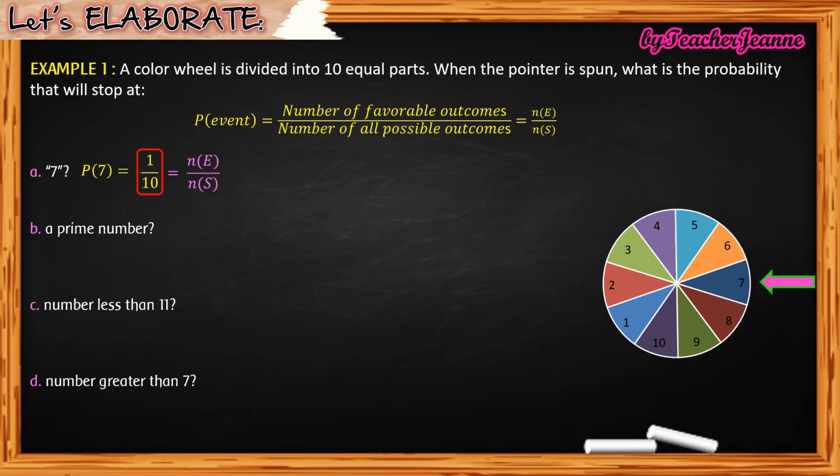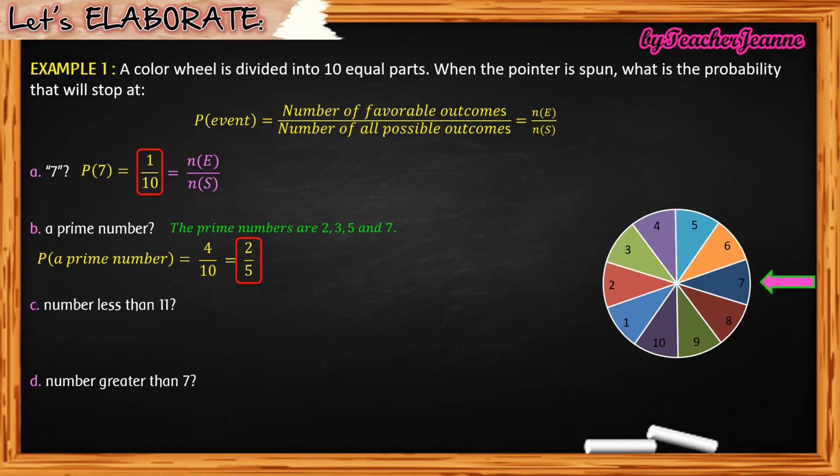For letter B, the prime numbers are 2, 3, 5, and 7. So the probability of a prime number is 4 out of 10 or 4 over 10. 4 and 10 have a common factor which is 2. 4 divided by 2 is 2. 10 divided by 2 is 5. So we have 2 over 5. So don't forget to write it in the simplest form.